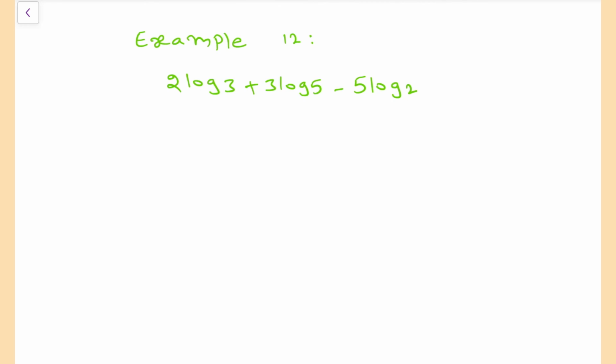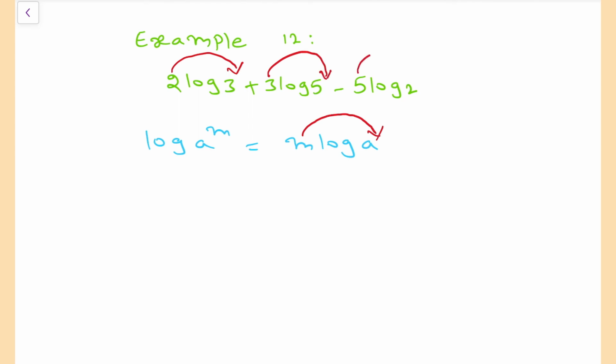So the formula which we are going to use for this question is log a power m equals m into log a. If a power is there for the main number, then it will come to the front as it is. Now, the same formula in reverse. If a number is in front of the logarithm, it will go as the power. So here, before log, this 2 will go as the power for 3, this 3 will go as the power for 5, and this 5 will go as the power for 2. Okay, so what we will get then?